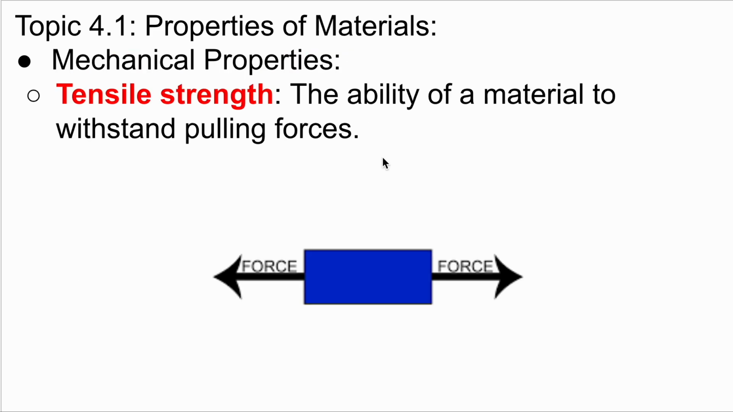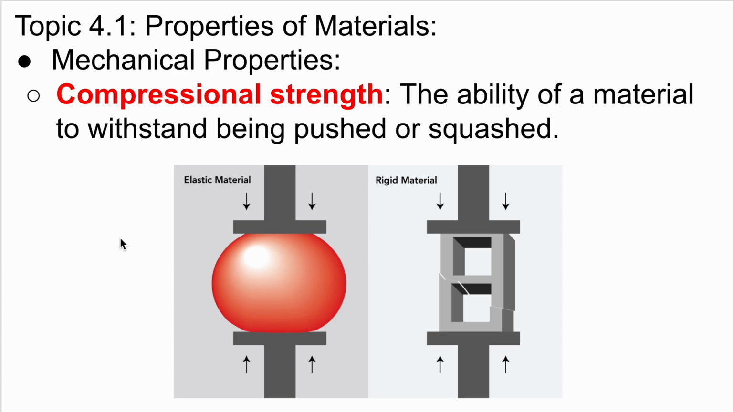Tensile strength. This is the ability of a material to withstand a pulling force. One of the most important considerations when we consider tensile strength is, can a material resist a force without breaking when you pull on it? So it's a pulling force, and we're trying to see, is this something that we can resist without breaking? Compressional strength is the ability of a material to withstand being pushed or squashed. This is often important when you're using structural supports, so in houses and things like that, where you're holding a load, you would want compressional strength to be high.